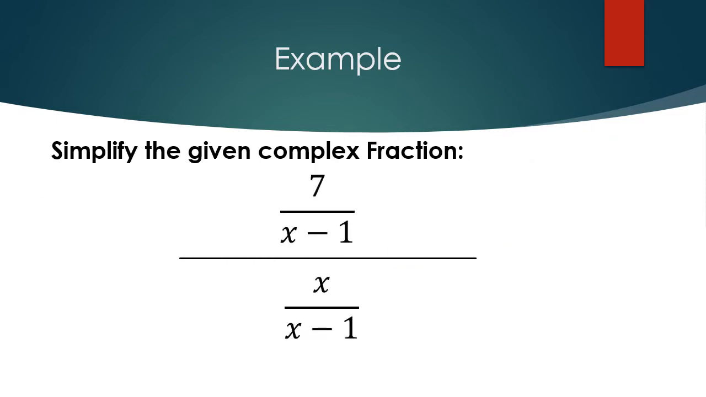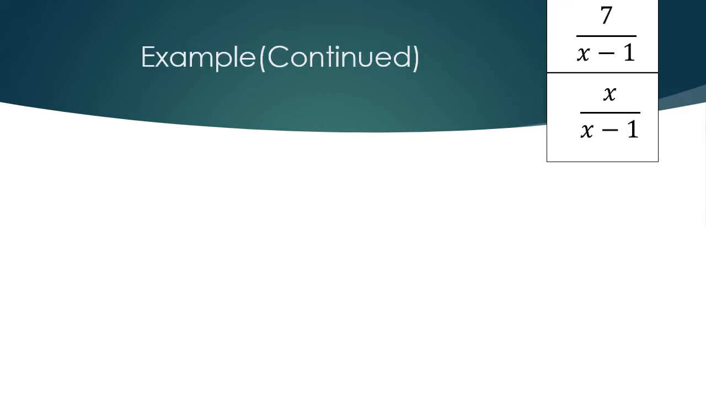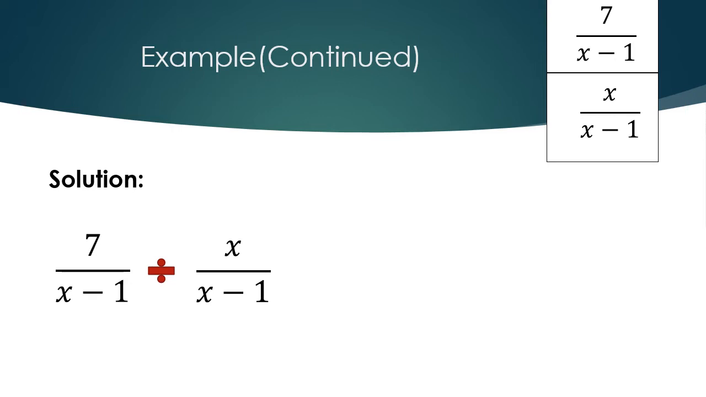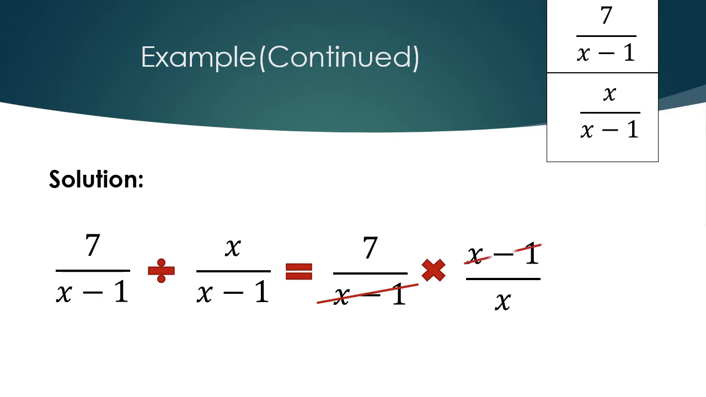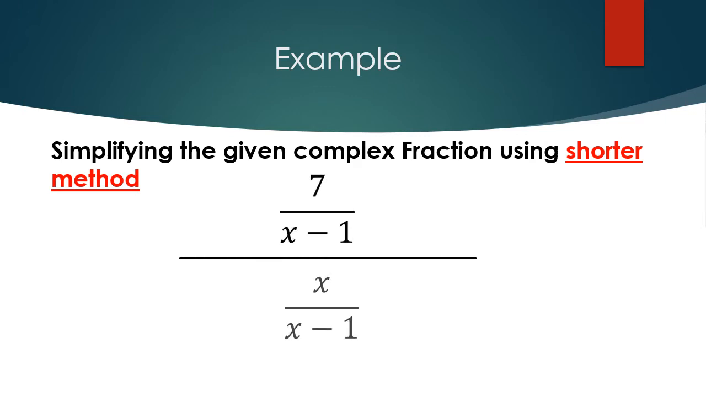Another example of a complex fraction, and we need to simplify it. So we're gonna write this complex fraction as the division of fractions. Now we're gonna use the concept of keep, change, flip. I notice x minus 1 can be simplified, and therefore the final answer is 7 over x. I can also do it without changing anything by simplifying x minus 1, and therefore the final answer is 7 over x.